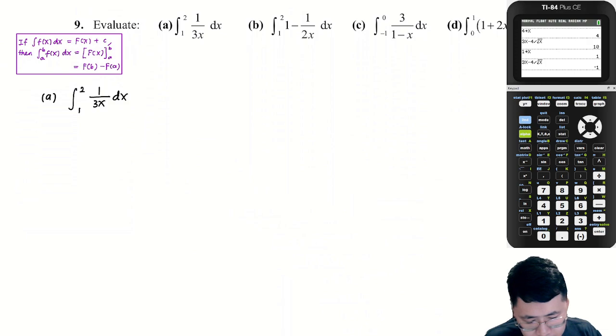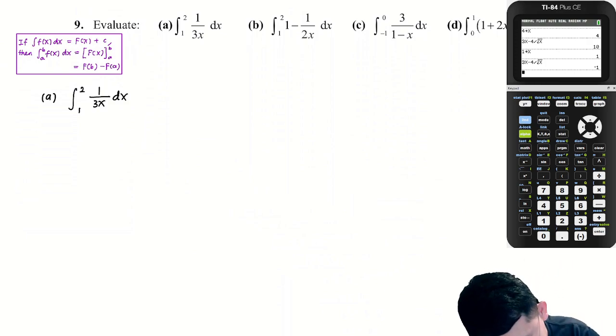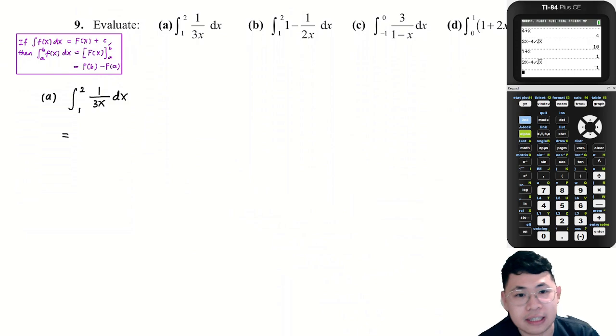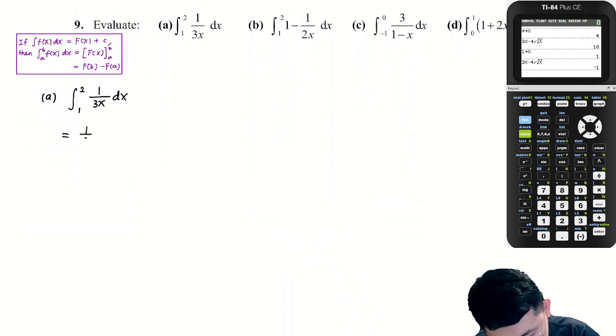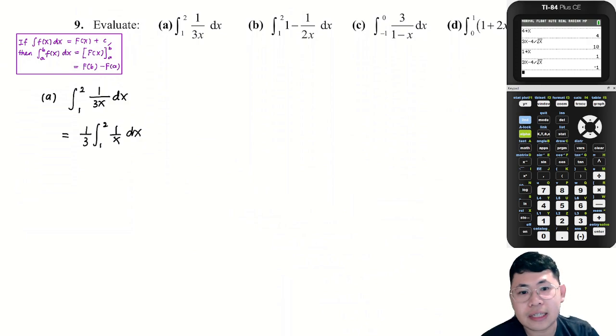Okay, so let's observe question 9, part A. Over here, we're integrating 1 over 3x. So how do we do this? Now, notice that 1 over 3 is a constant, right? So what do we do? I will pull out the 1 over 3 so that I can see what I'm integrating directly. If you can see, then you just integrate directly. If not, just pull out constants, revealing the bare functions, okay?